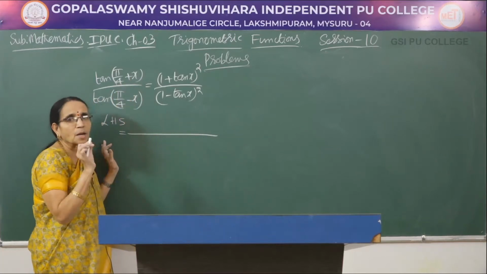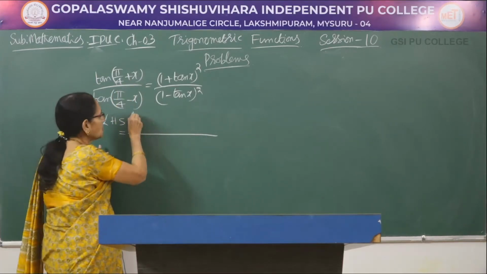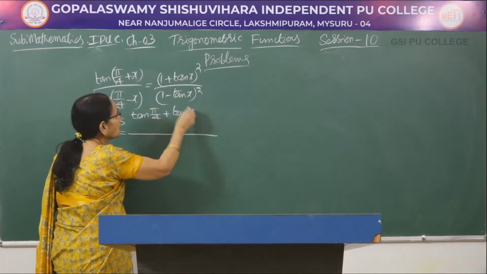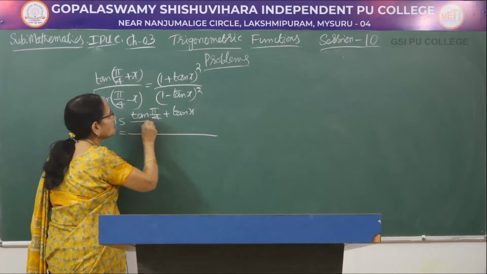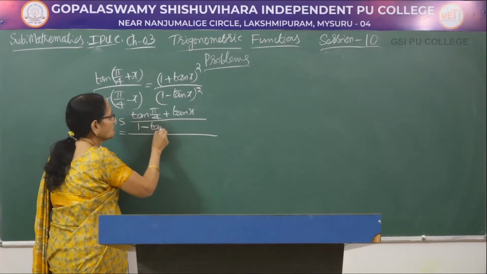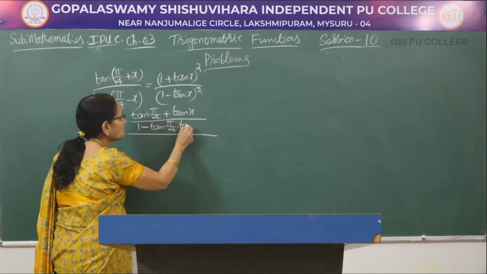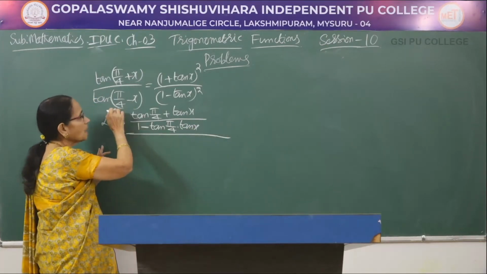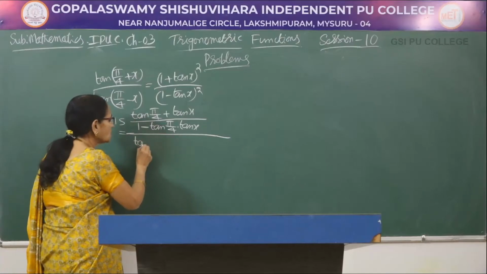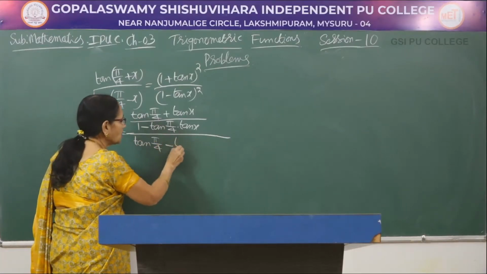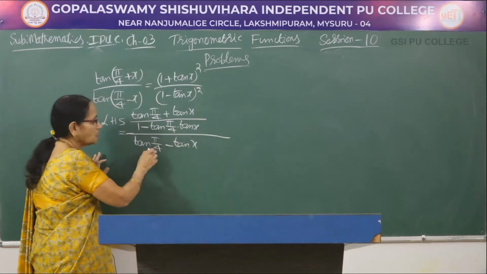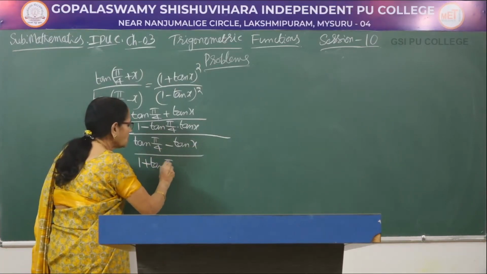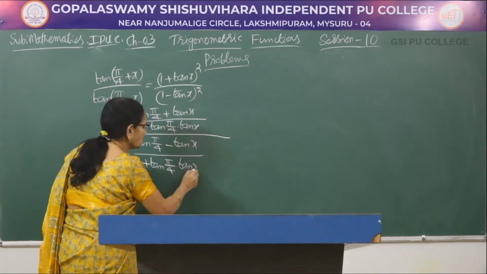It is of the form tan of x plus y. The compound angle formula is tan of x plus tan of y, where x means pi by 4, y means x, divided by 1 minus tan pi by 4 into tan x. Now, write this middle line a little longer. Now, take this one, tan of x minus y. The terms are the same, only the signs are different, isn't it? That is tan pi by 4 minus tan x divided by 1 plus tan pi by 4 into tan x.